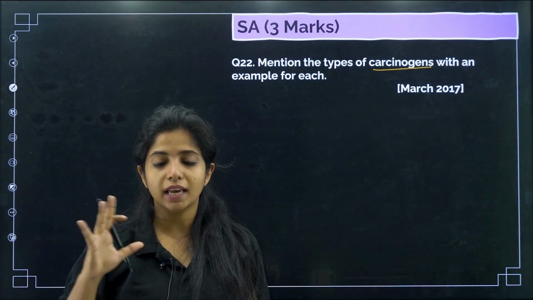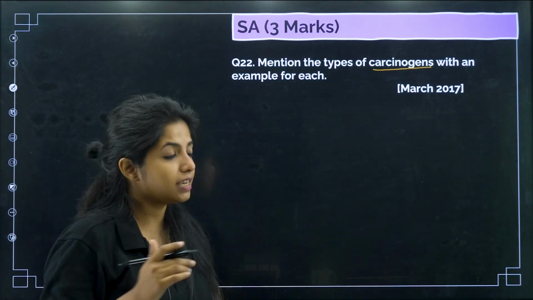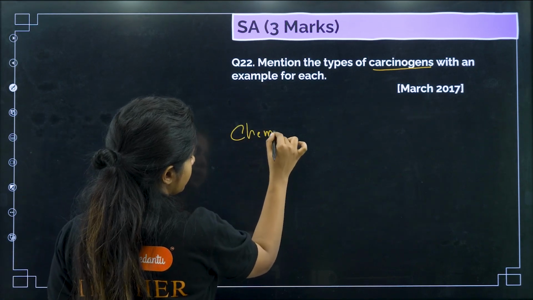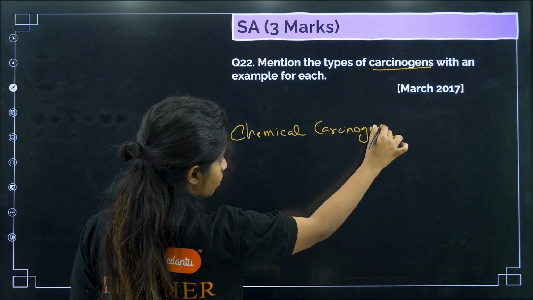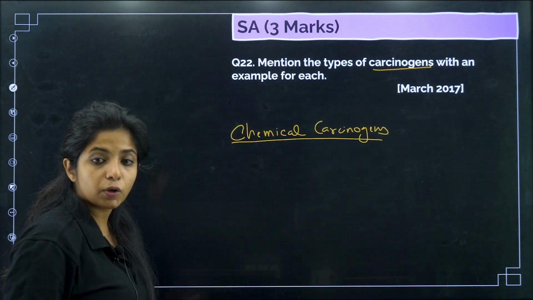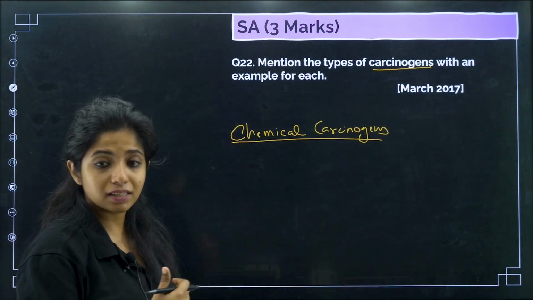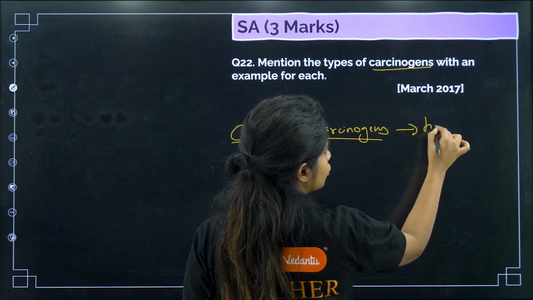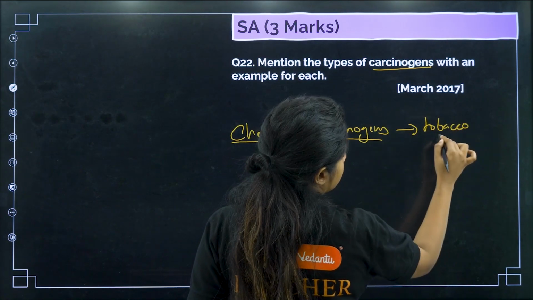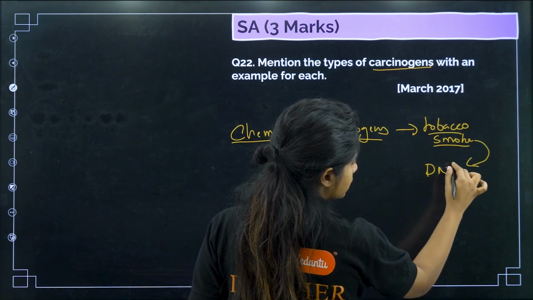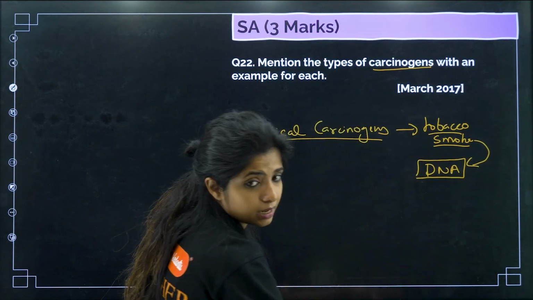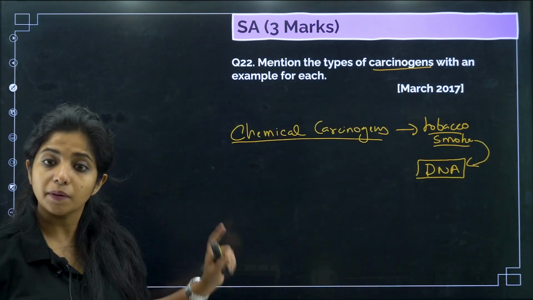The easiest one is the chemical carcinogen. These carcinogens are chemicals which are probably inhaled or taken into our body, and these chemicals cause cancer. For example, tobacco smoke. It goes and messes up our DNA, and since there is a mess up in our DNA, it can cause cancer. So this is chemical carcinogen.